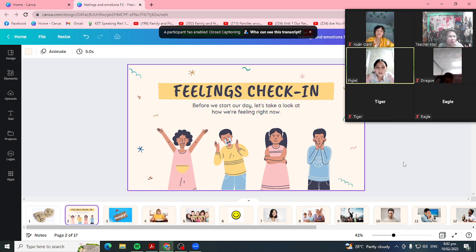What are the things that make you happy? You will be smiling. You will feel happy. Example, my mom gave me a red dress, if your favorite dress is red. My dad gave me a cell phone. That makes you happy. Piglet, what makes you happy? My mom is happy. You're happy because your mom is happy. Very good.